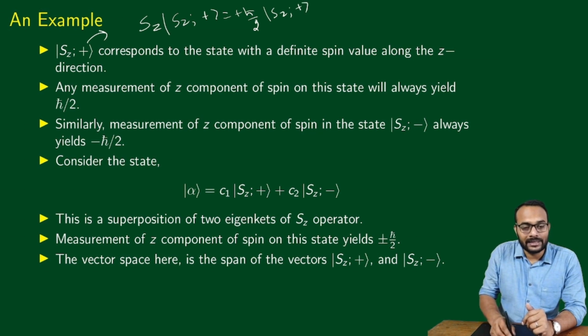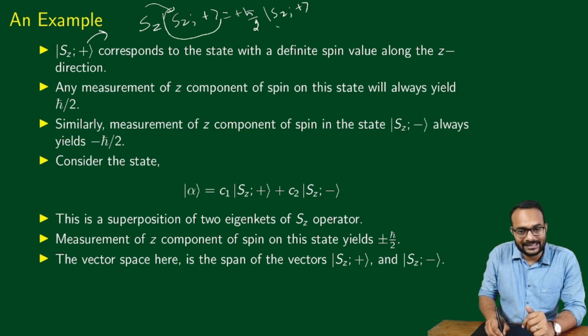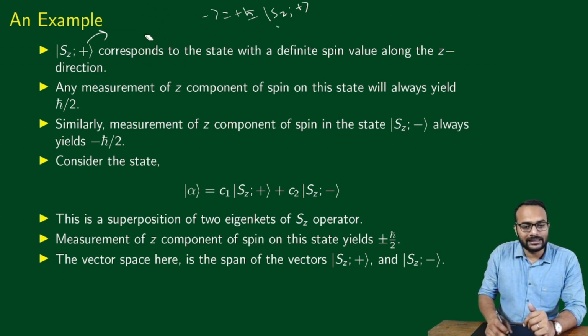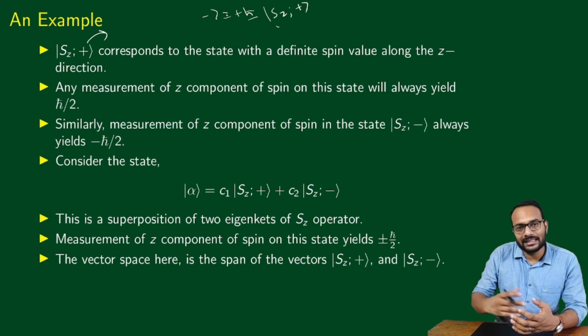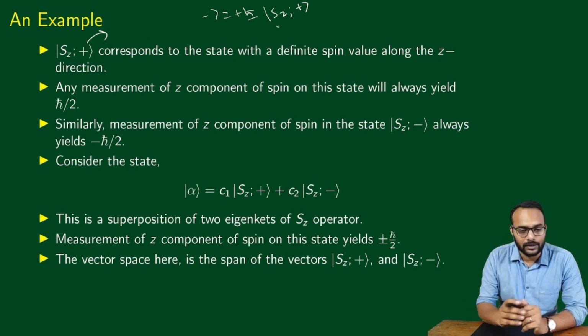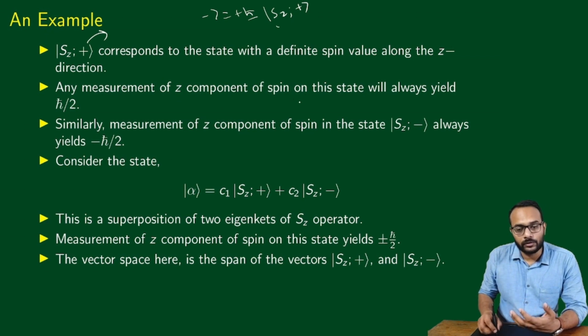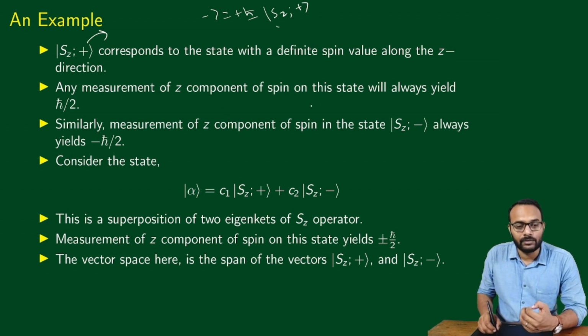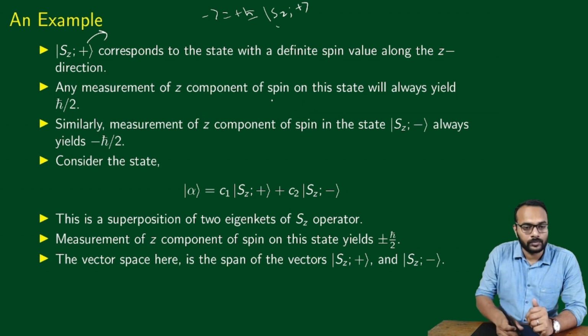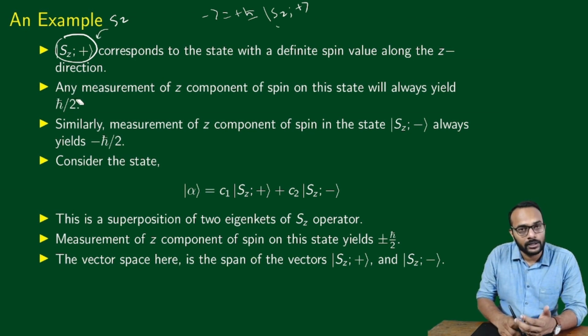So we see that if the Sz operator acts on this ket, you just get a multiple of the same ket. So we say that this Sz plus is an eigenvector of Sz corresponding to the eigenvalue plus h cross by 2. This means that any measurement of the Z component. We said that the measurement outcomes are related to the eigenvalues. So any measurement of the Z component of spin on this state will always yield h cross by 2. Since this is an eigenstate of Sz, if you measure Sz on this state, you will always get h cross by 2.